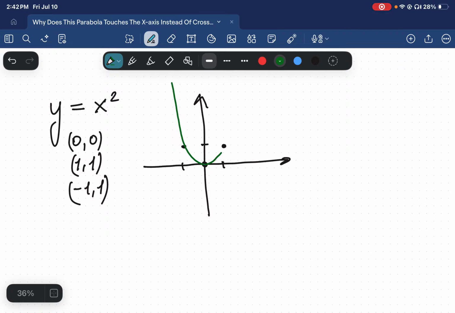Now we try and draw a smooth curve. This is the graph of the function y equals x squared. Let's remember these key points. We will need them.